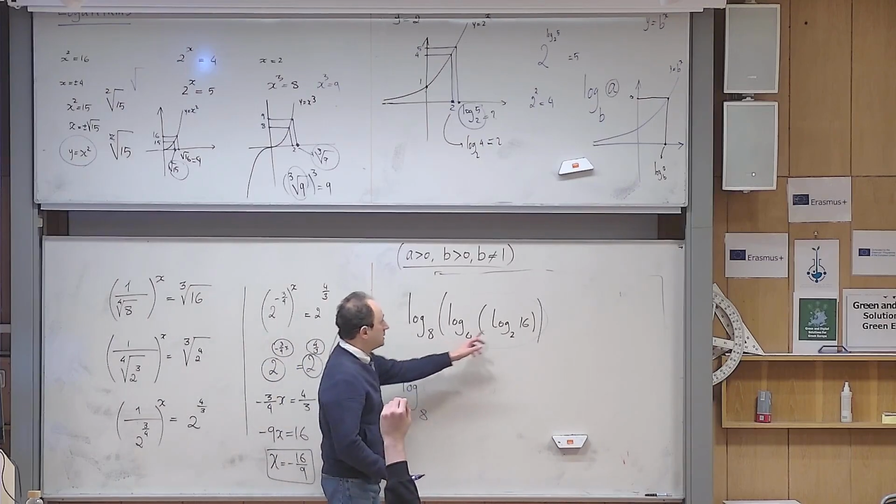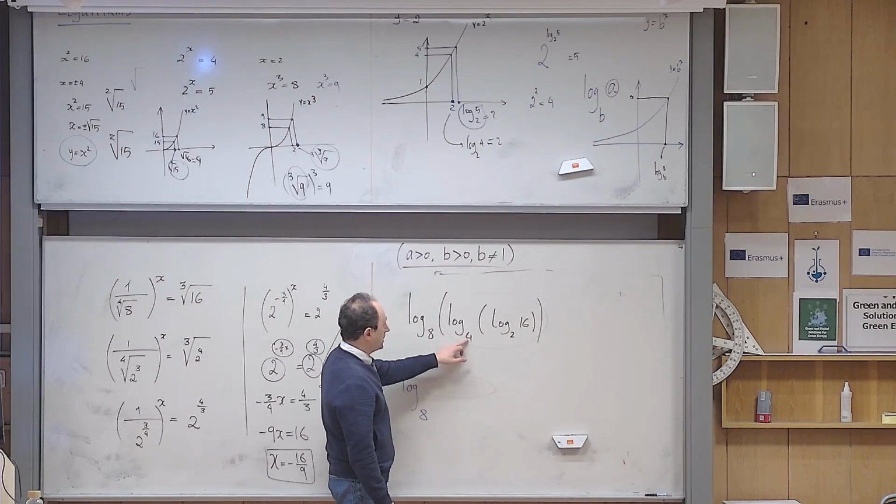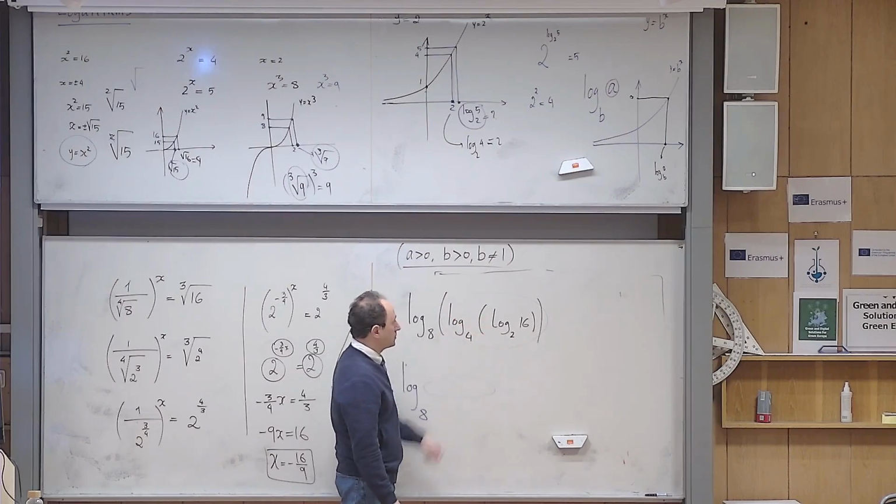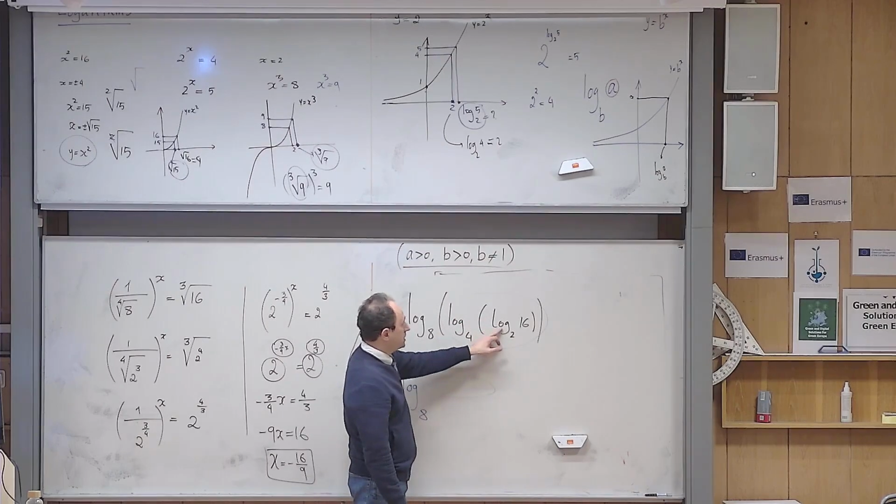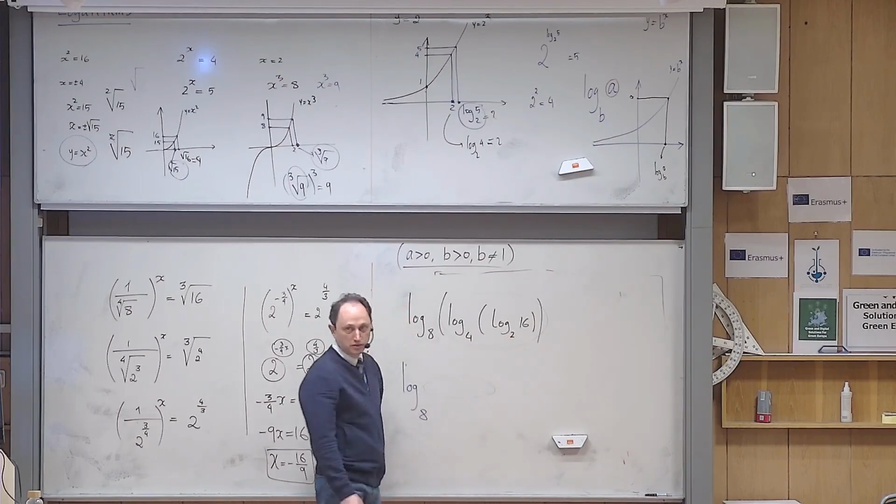Okay, but what is this log? This is a log to the base 4. The number sitting in front is this one. But what is this log? This is a log to the base 2. The number sitting in front is simply 16.